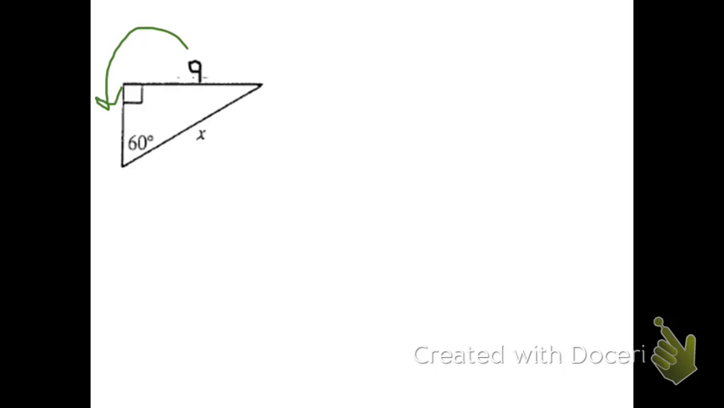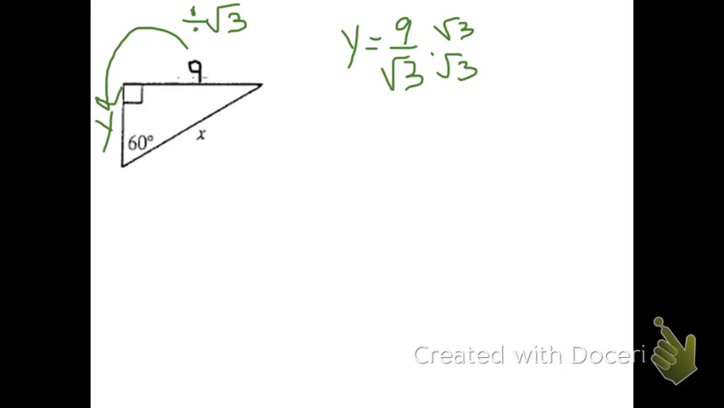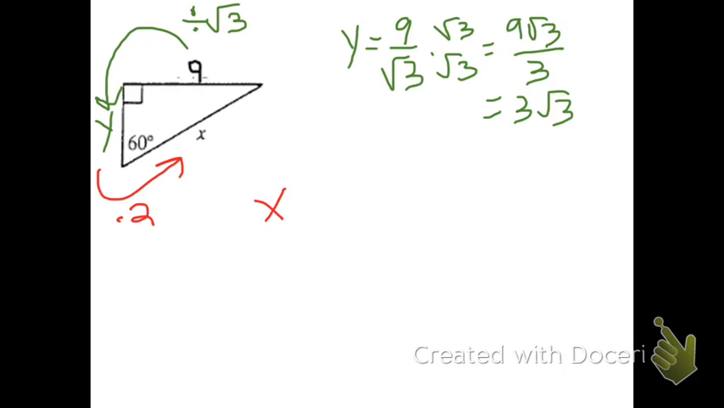To find the short leg first, knowing the long leg, I'm going to divide by root 3. Let's call this right here y. So y is going to be 9 over root 3. Then we simplify by multiplying the top and the bottom by root 3, so this becomes 9 root 3 over 3, which becomes 3 root 3. That's y. Now that I know the short leg, I just double it to find x, the hypotenuse. So x is 2 times 3 root 3, which comes out to 6 root 3.